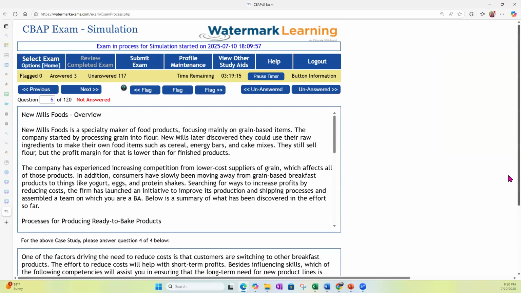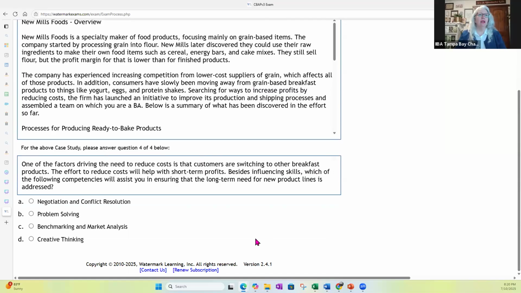Fourth one, in the same scenario. One of the factors driving the need to reduce cost is that the customers are switching to other breakfast products. The effort to reduce costs will help with short-term profits. Besides influencing skills, which of the following competencies will assist you in ensuring that the long-term need for new product lines is addressed? So it's asking for a soft skill here. Is that negotiation and conflict resolution, problem solving, benchmarking and market analysis, or creative thinking?